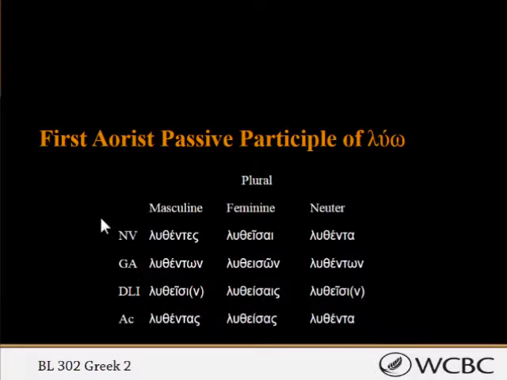And so it's just a matter of getting familiar with these endings. Again, that nu tau should help us to see that we're dealing with an aorist participle. Now, normally the nu tau indicates an active participle, but in this case we're dealing with a passive participle because we're dealing with the first aorist.